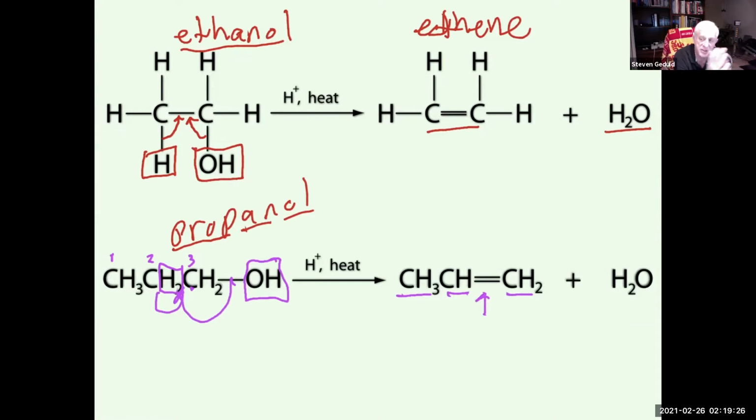Now, if the OH group is in the center, you can have a major and minor product, the same as we did before. There's not always just one product. You have to remember, it can randomly come from either side. But in this case, the OH group has always been on the end, so it doesn't matter, it's always going to be the same compound it's producing.